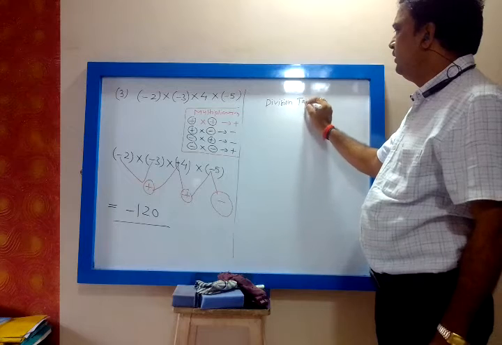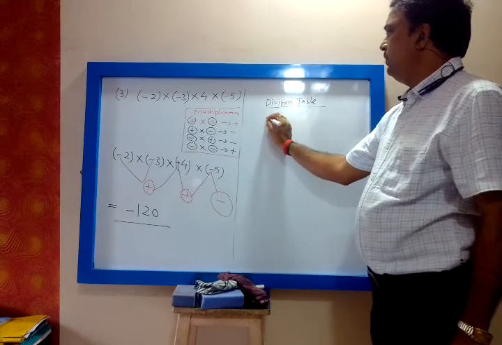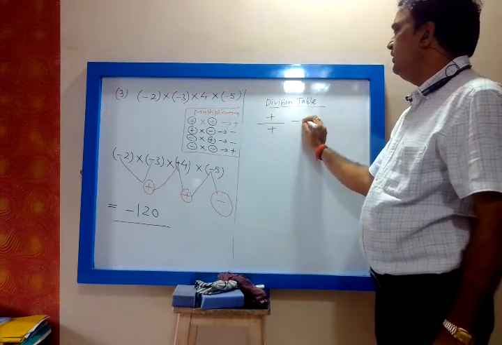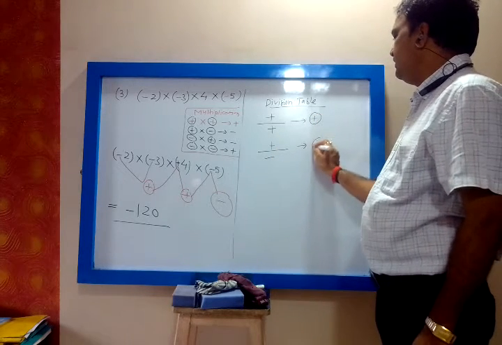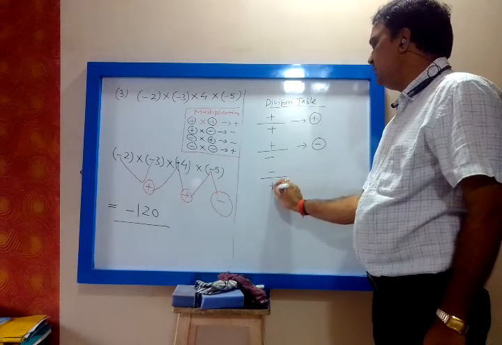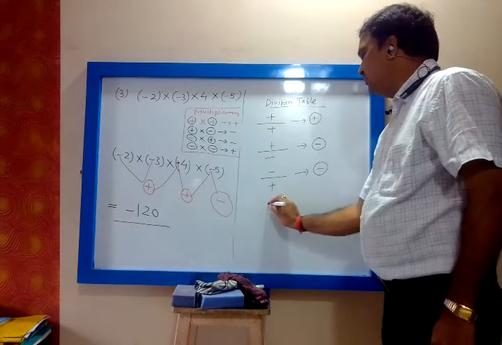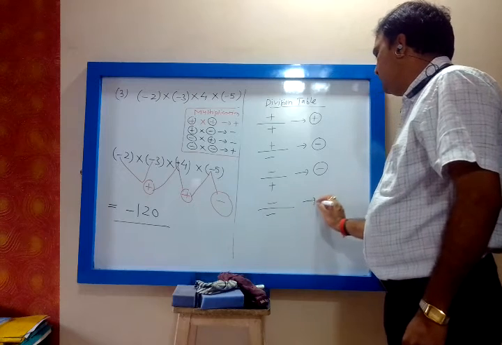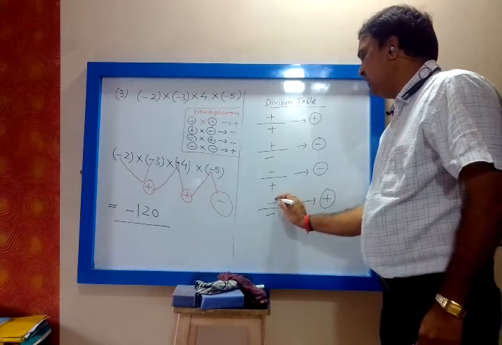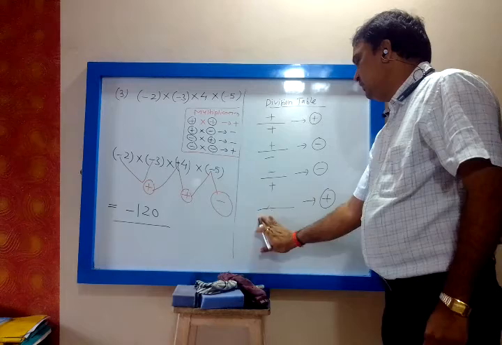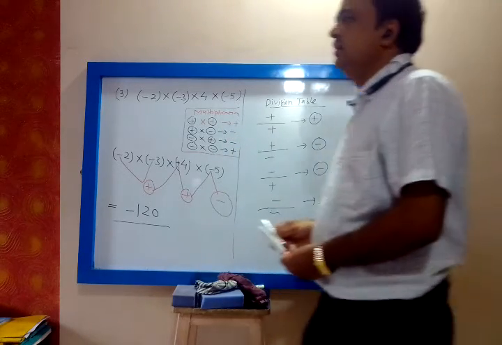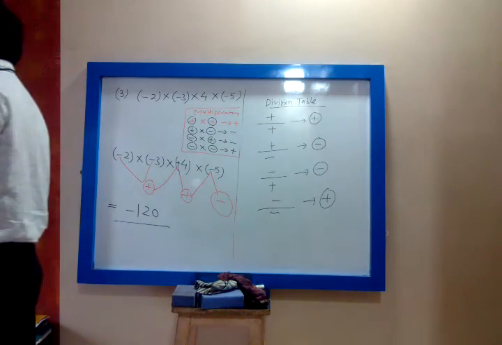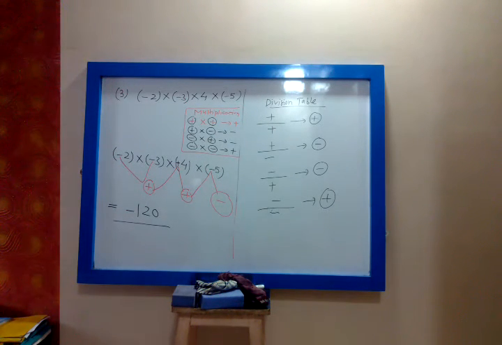Division table is plus upon plus is plus. Plus upon minus is minus. Minus upon plus is minus. And minus upon minus is plus. Whenever you have minus minus, they get cancelled. What is left? Plus. So you have to remember division table also. This is multiplication table, this is division table. Plus upon plus, plus, plus upon minus, minus, minus upon plus, minus, minus upon minus, plus. Division table.